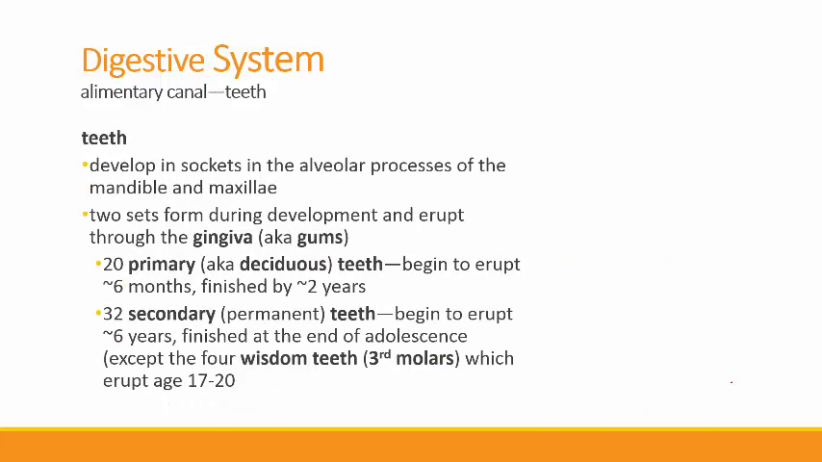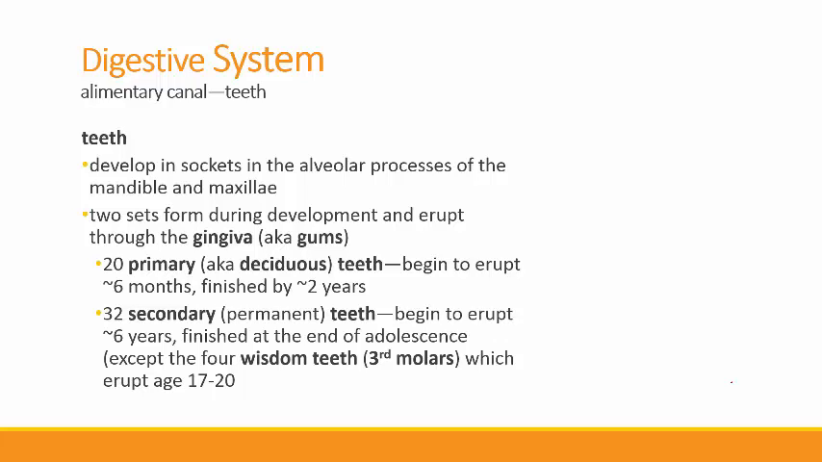Larynx. The teeth. The teeth are found in sockets in the portions of both the mandible and the maxilla that are referred to as the alveolar processes. And we produce over the course of our life 2 sets of teeth. They form during development, these 2 sets. And the first set, the primary or the deciduous teeth, they erupt through the gingiva. The gingiva are the gums that are the soft tissue that wraps around the mandible and the maxilla.